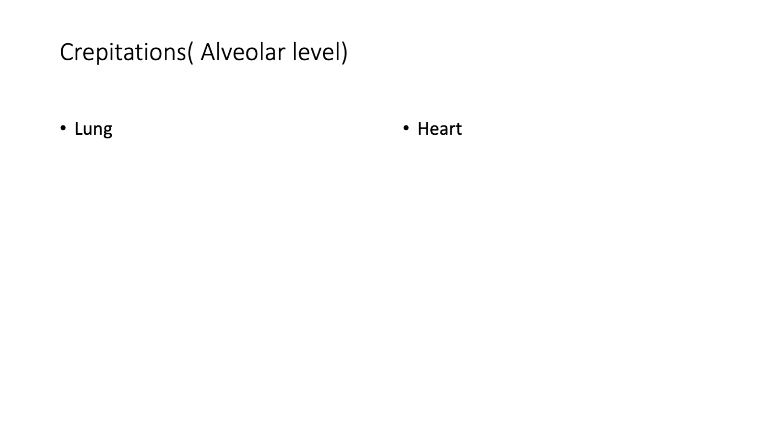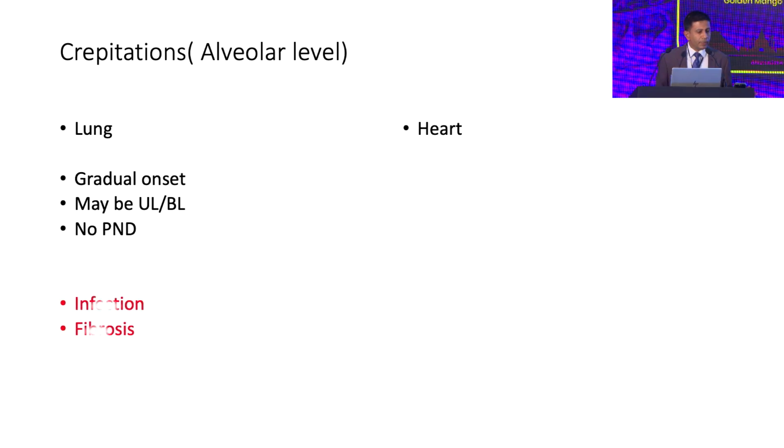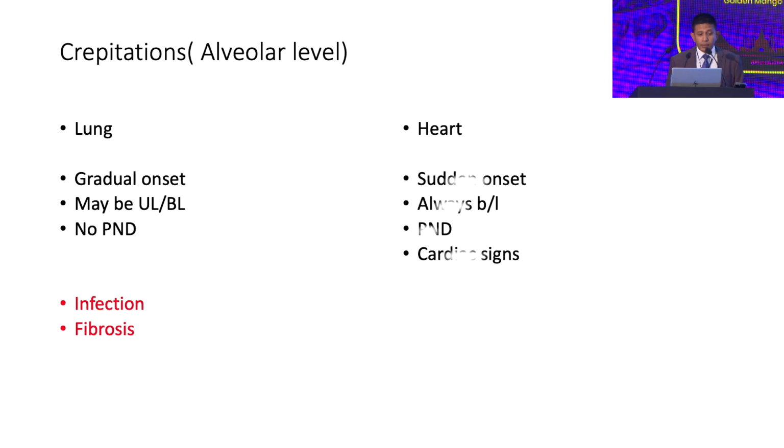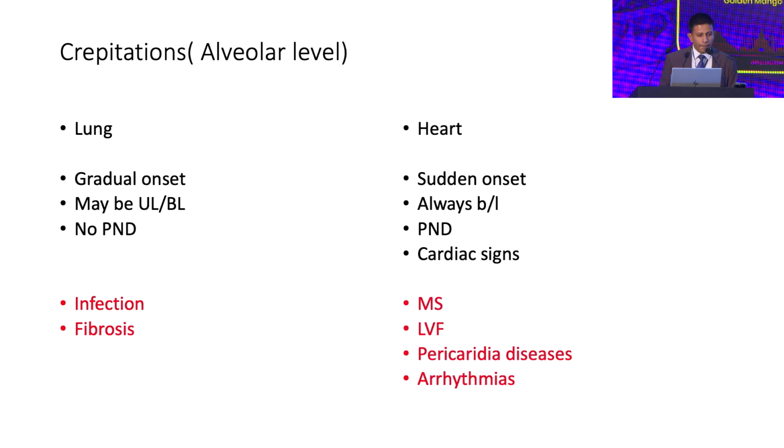So crepitations can come from the lungs primarily, or it could be a disease in the heart. So lungs, it is gradual onset most of the time, maybe unilateral or bilateral. There's not much of paroxysmal nocturnal dyspnea. The reasons being infection or fibrosis. When it comes to heart, it's very sudden onset and always bilateral and have PND, and there are cardiac signs to support your decision. Maybe S3 as in this case, loudest one, murmurs, rubs, lot of things. And the reasons are being shown.